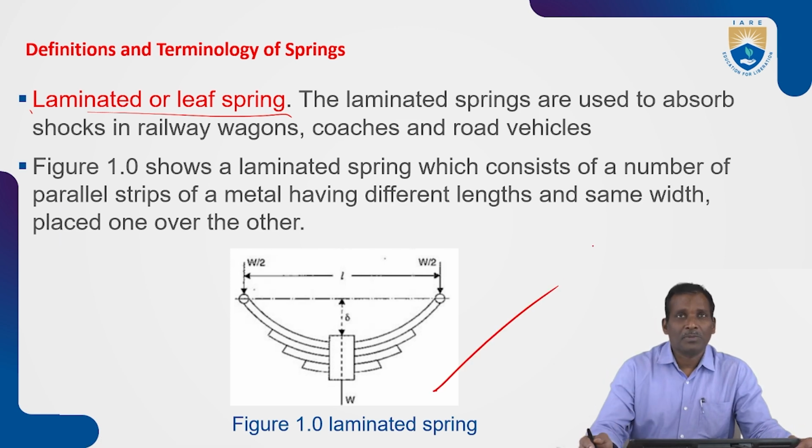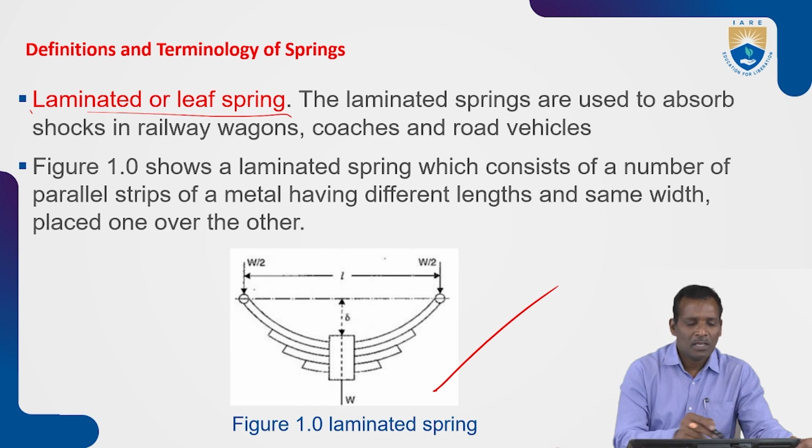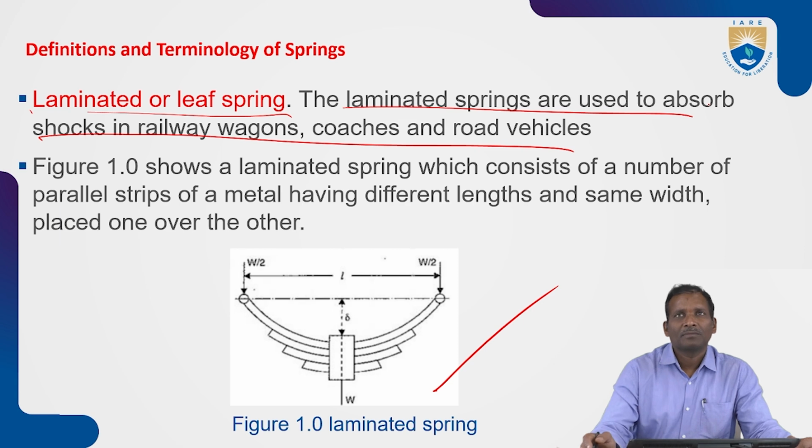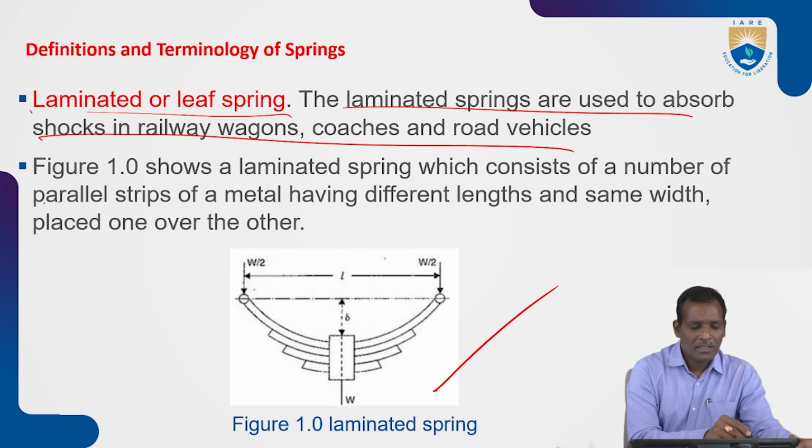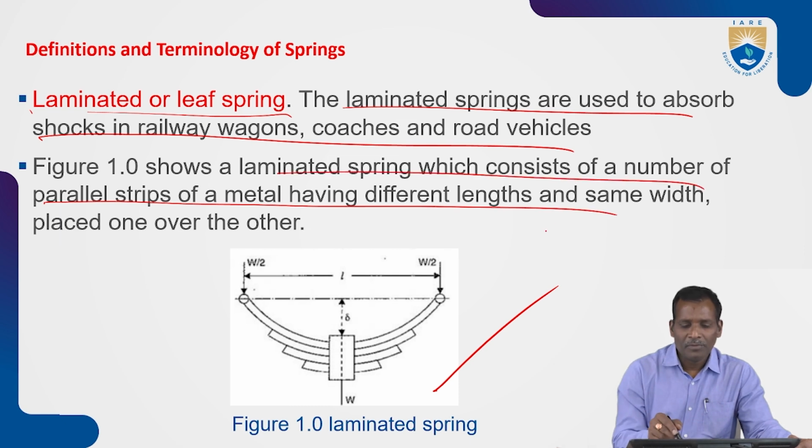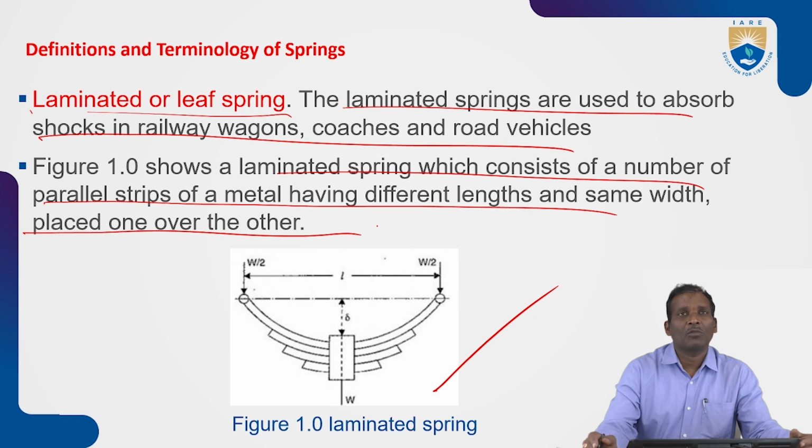So for your understanding, the laminated springs are used to absorb shocks in railway wagons, coaches and road vehicles. The figure shows a laminated spring which consists of a number of parallel strips of metal having different lengths and same width placed one over the other.